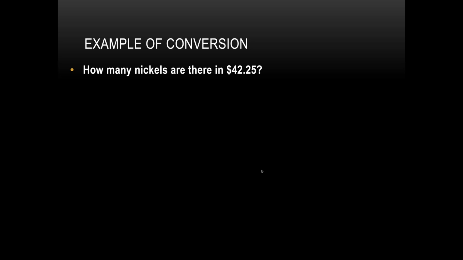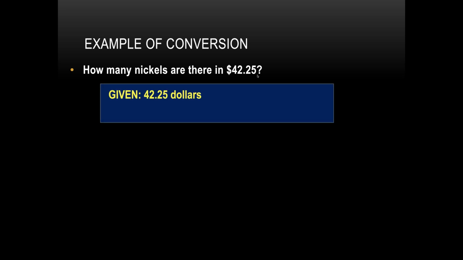Here's another. How many nickels are there in $42.25? Now, this is actually a unit and is typically written at the end of the number, but we traditionally put dollars in front of the number for whatever reason. So it's actually not saying $42.25, it's 42.25 dollars, which we wouldn't do with anything else.